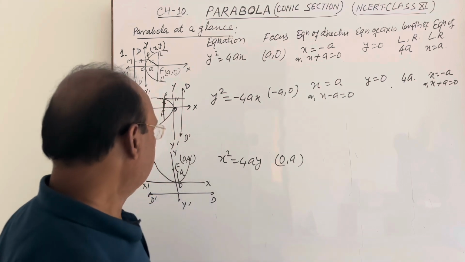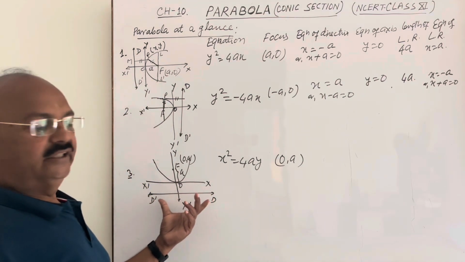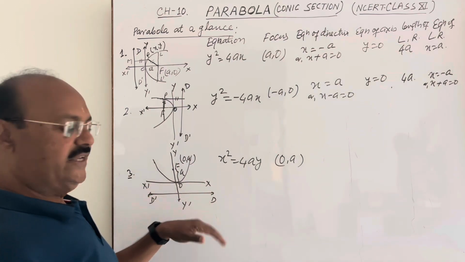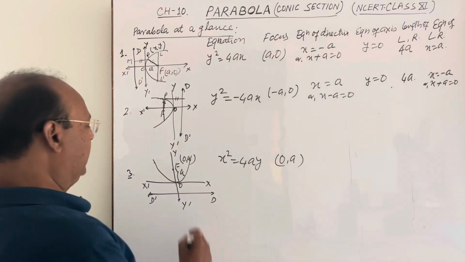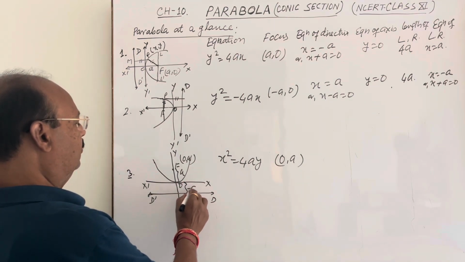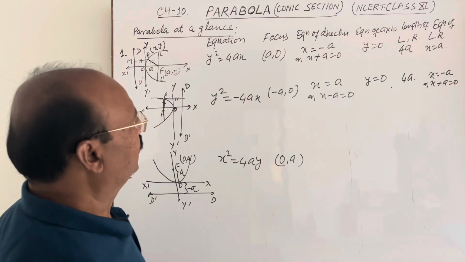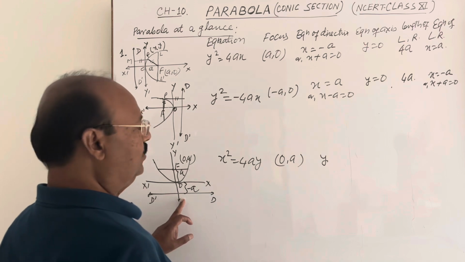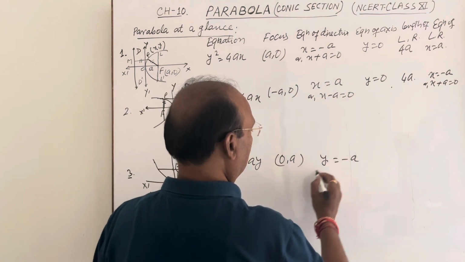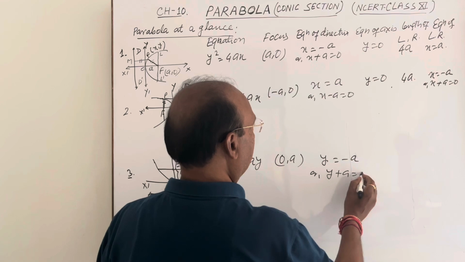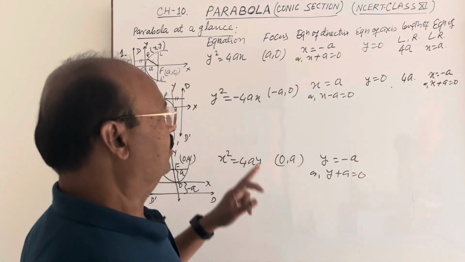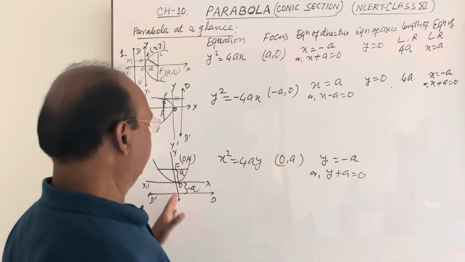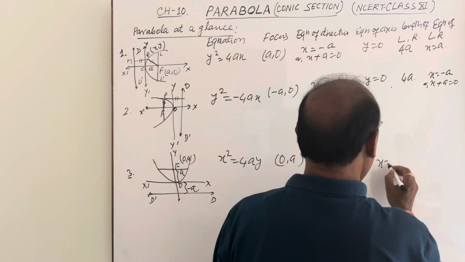And equation of the directrix, here directrix is parallel to x-axis. So parallel to x-axis, y is equal to some constant. What is the value of that constant? This is equal to minus a. So equation of directrix is y is equal to minus a, or we can write y plus a is equal to 0. Equation of axis of parabola, this is y-axis. So equation of y-axis is x is equal to 0.